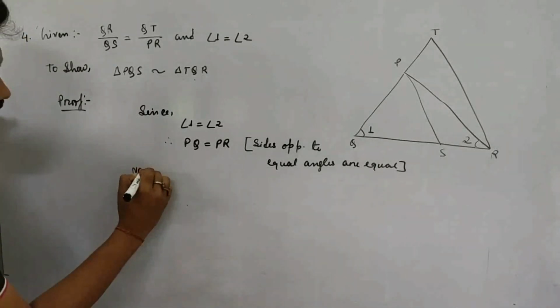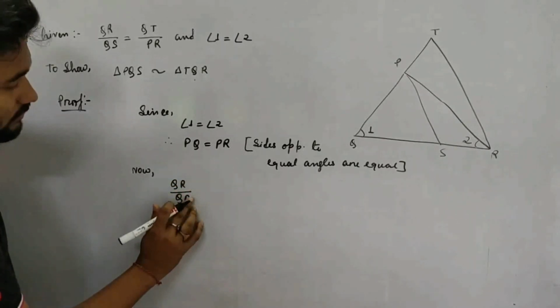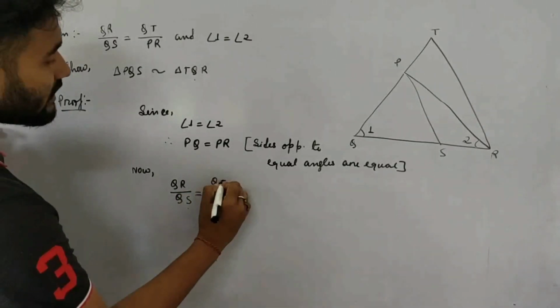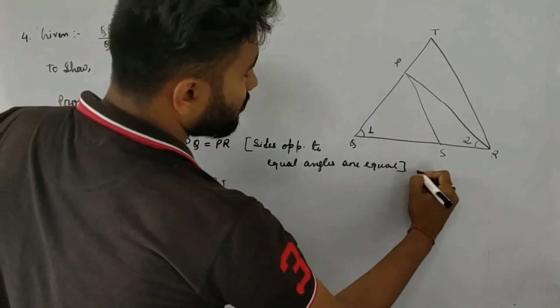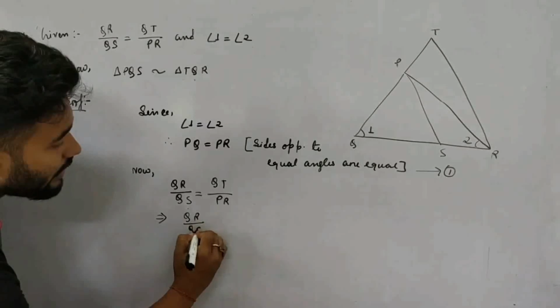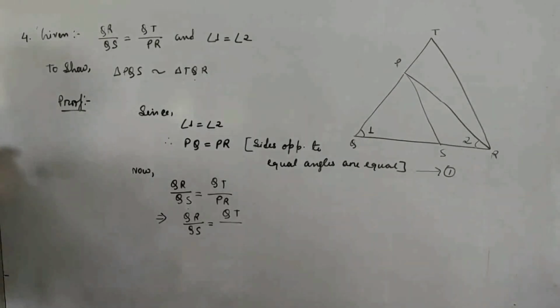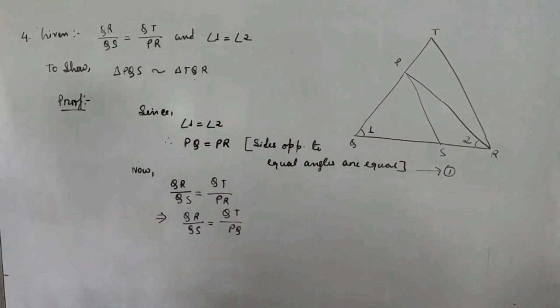So now, what is given? QR by QS will be equal to QT by PR. This thing is given. But in place of PR, I need PQ. So I will write PQ. This you can give as equation 1. So QR by QS will be equal to QT by PQ. Okay, done.